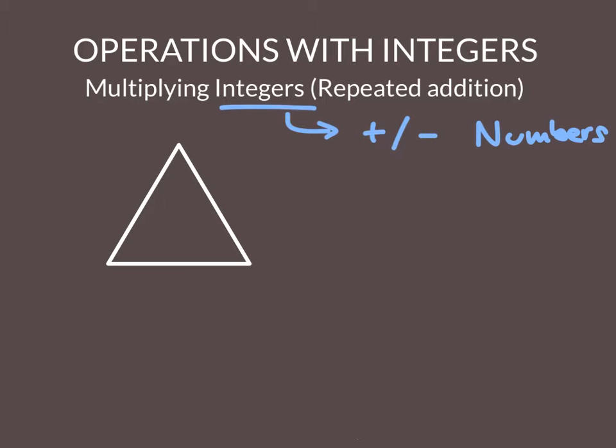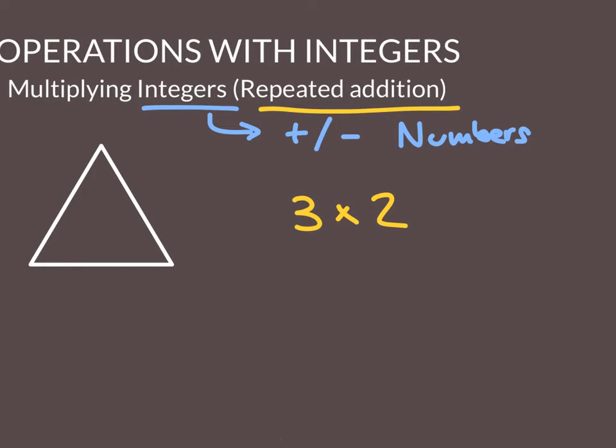Now, if we want to talk about multiplication, multiplication is simply just repeated addition, okay? So if I were to take the number 3 and multiply it by 2, then all I'm really doing is adding 3 two times, okay? So 3 times 2 is really the same thing as taking 3 plus 3, which is going to give me 6, okay?